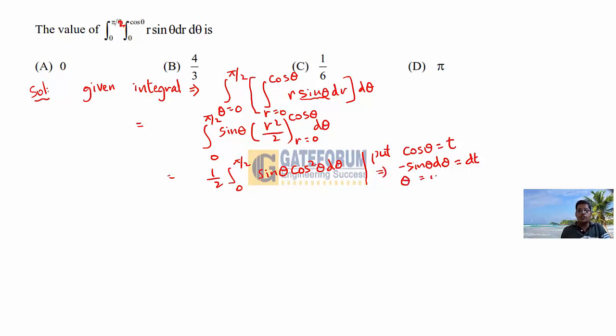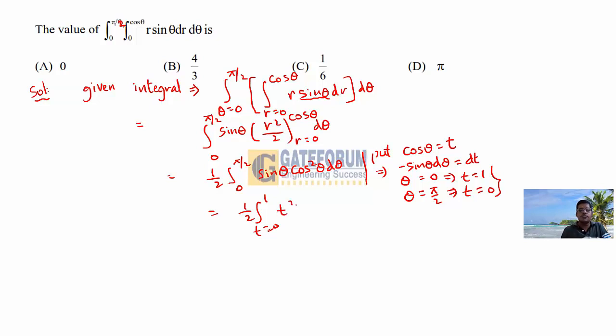And finding the new variable limits. Theta lower limit is 0. Here cos 0 is 1, so t lower limit is 1. Theta upper limit is pi by 2. Cos 90 is 0, so t upper limit is 0. So t limits are 1 to 0. To eliminate this minus, interchange of limits is affected by minus. That minus into this minus becomes plus. I can write half times t limits 0 to 1 instead of 1 to 0. Interchange of limits is affected by a minus sign from the definite integral.